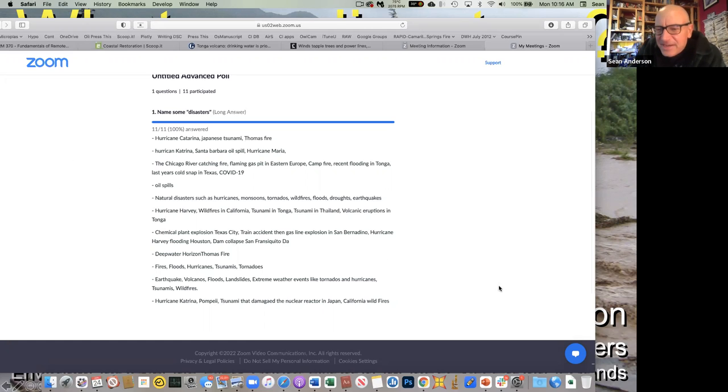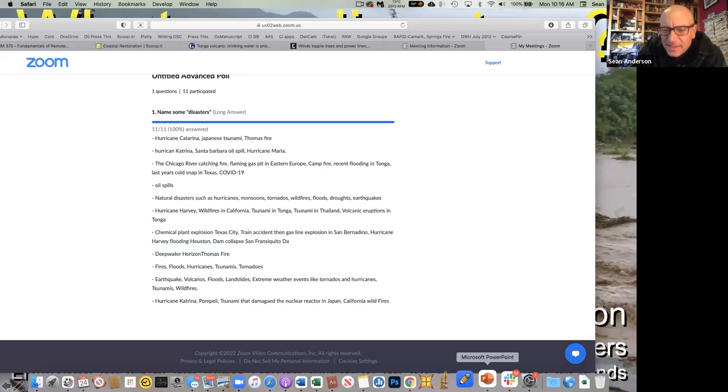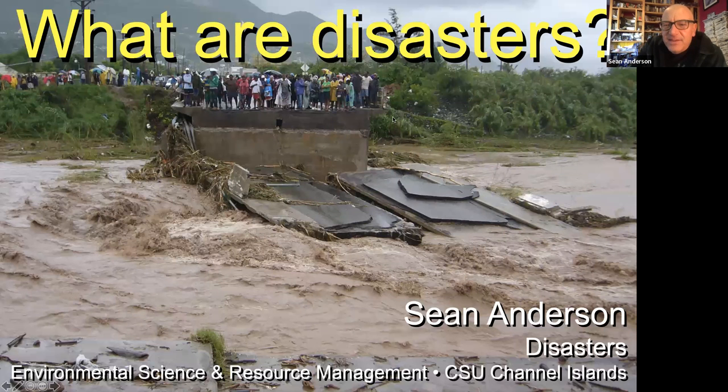And then, I don't think you guys can see my chat the way the screen is shared, but we got more examples of earthquakes, landslides, tsunamis. Okay, cool. Great. Now I have all these poll things in front of my screen and I can't see stuff.